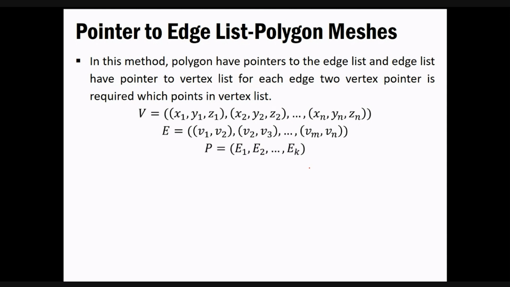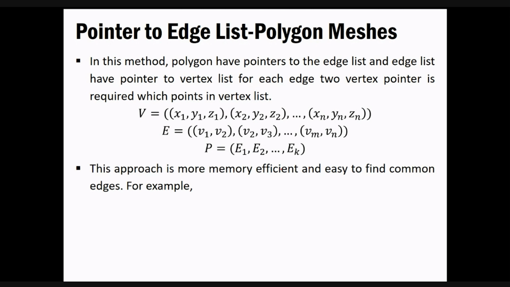First of all, we have vertices, and the number of vertices will be stored in this capital V, which is nothing but pointing to the vertex list. Similarly, the next information that it is storing is the edge list, which is nothing but pointing to the vertex list. Similarly, the next thing that we are using is a pointer: for each edge, two vertex pointers are required which point in the vertex list. So we will again maintain this, storing the information about all of the edges that are present in that particular shape.